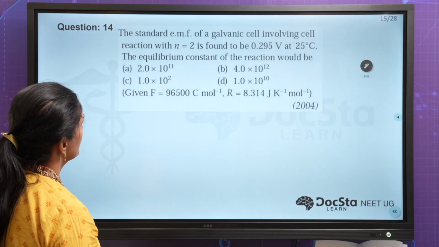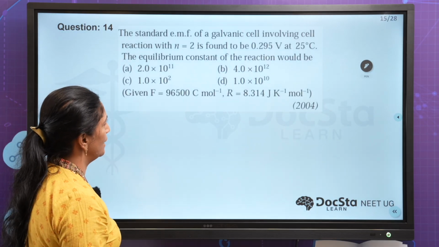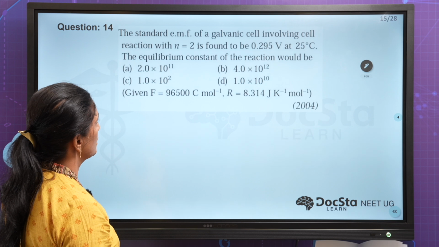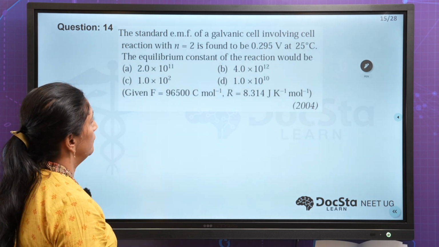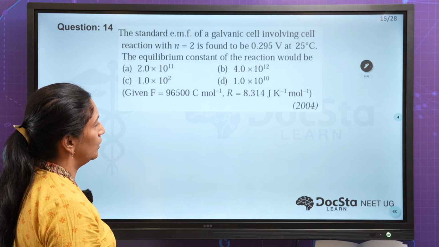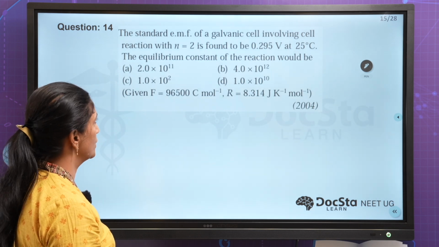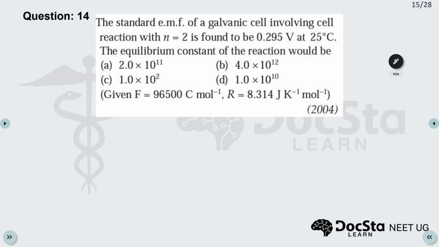Now coming to the next question: the standard EMF of the galvanic cell involving cell reaction with n equal to 2, that is, the number of electrons is 2, is given as 0.295 volt at 25 degrees Celsius. We are asked to find the equilibrium constant for the reaction, that is Kc. So first we have to write the Nernst equation, the relation between the Nernst equation and the equilibrium constant.